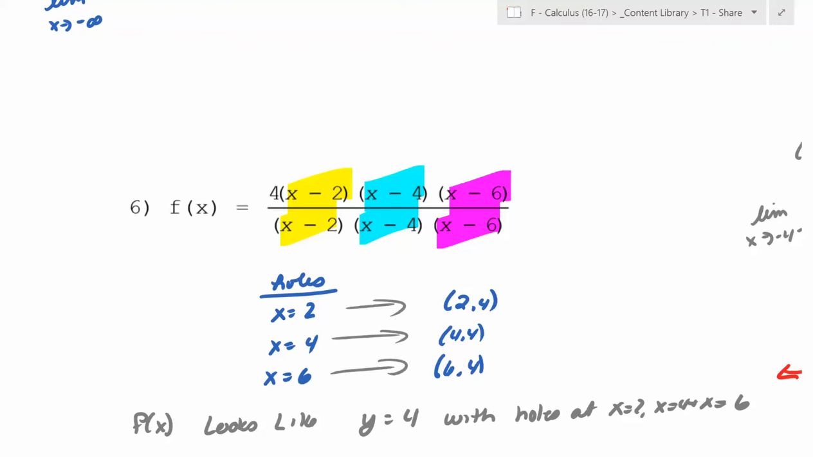Are there any vertical asymptotes? No. This is the graph of what type of line? y equals 4. What is that called? It's a horizontal line, right? But what do these 3 things mean they're going to be on that? 3 holes. It's a horizontal line, y equals 4, and there's a hole at 2, 4, and 6. Yay!